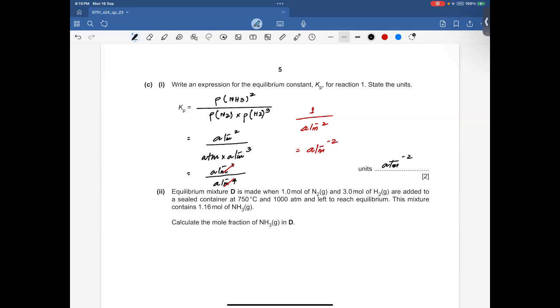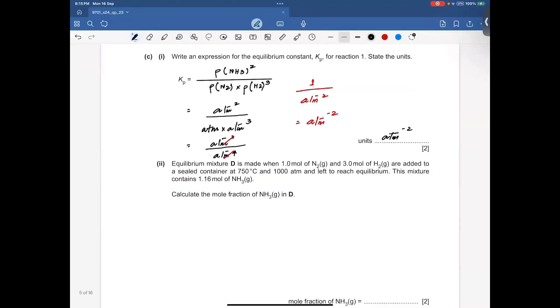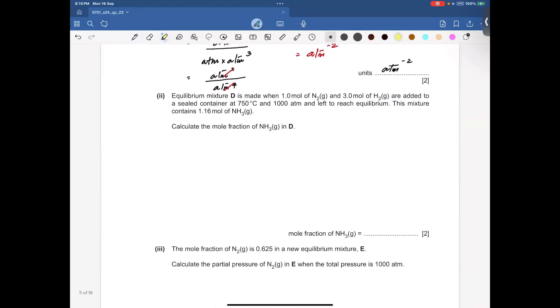My favorite question again. Equilibrium mixture D is made when 1 mole of nitrogen and 3 mole of hydrogen are added to a sealed container at 750 degrees Celsius and 1000 atmosphere and left to reach equilibrium. This mixture contains 1.16 moles of ammonia. Calculate the mole fraction of ammonia in D.